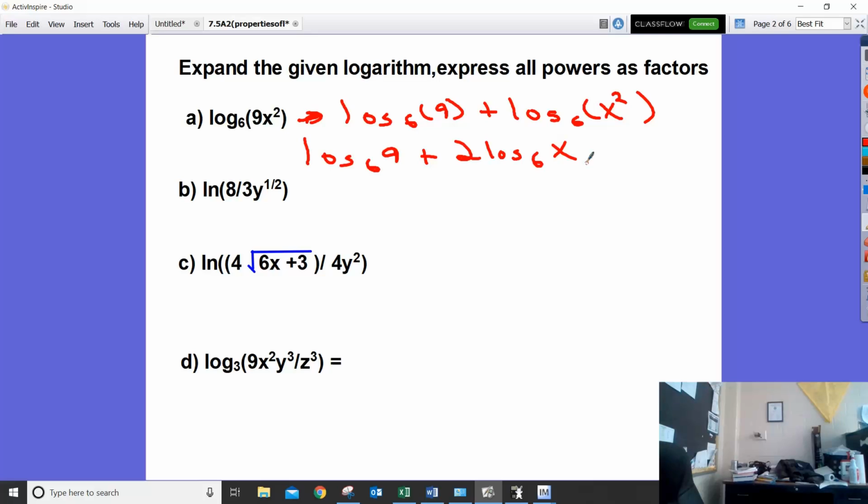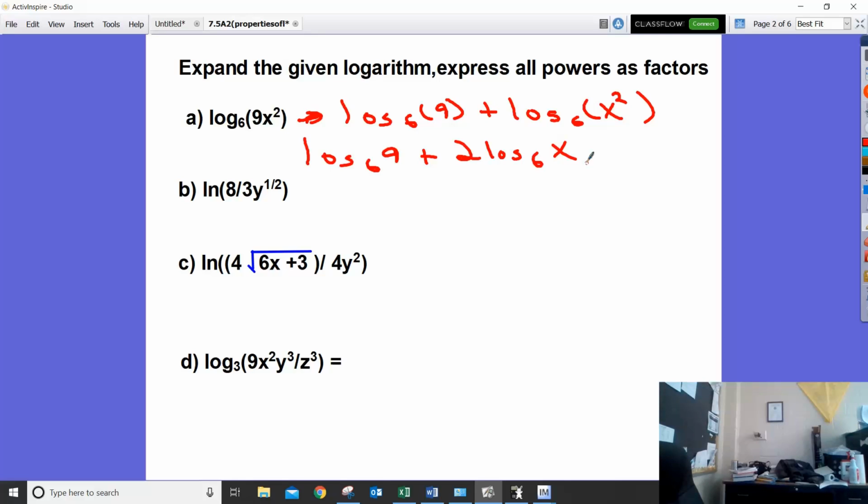You guys got any issues with that? Again, it's just a property. Apply the property. Get that property in. That is the final answer. That's called an expansion because look at it. It was something small and now it's something bigger, right? Expanded, broken apart. Next, ln of 8 divided by 3y^(1/2).